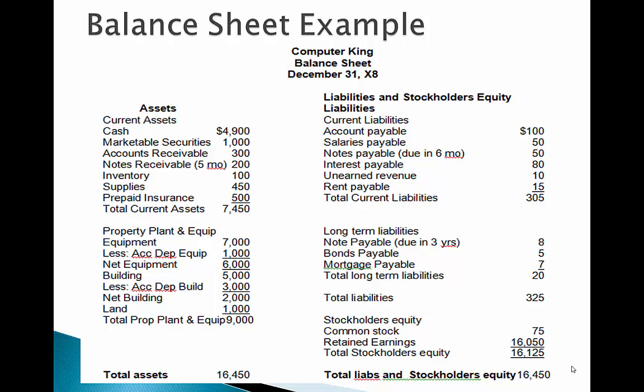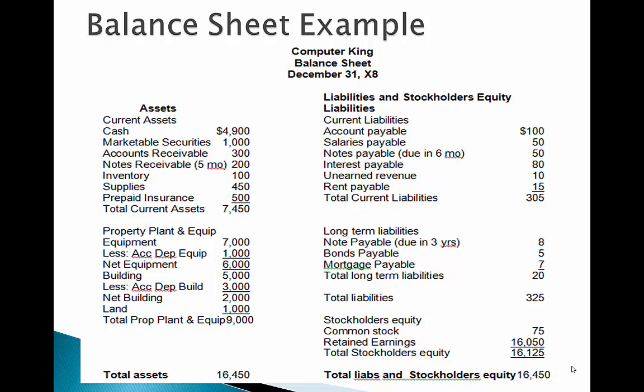The liabilities are on the right side. The current liabilities start off. We have accounts payable, then salaries payable, then short-term notes payable, then interest payable, then unearned revenue, then rent payable, for total current liabilities of $305. We then have long-term liabilities, which is notes payable, bonds payable, and mortgage payable, for total long-term liabilities of $20. Then we total all liabilities for $325.